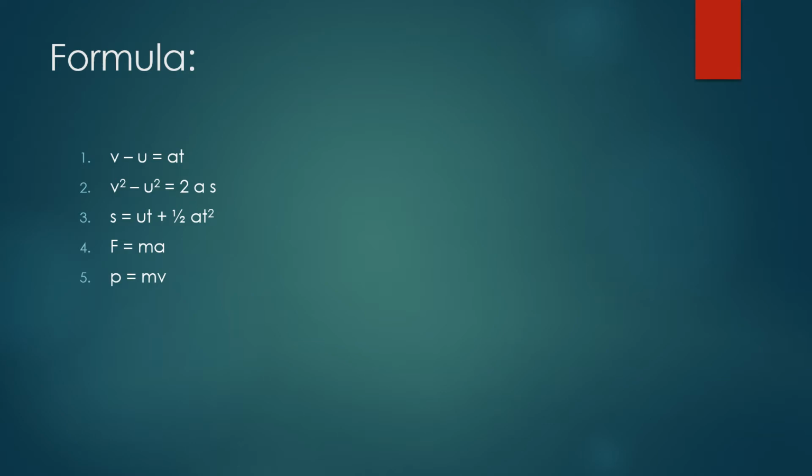That is, small p is momentum, small m is mass, and v is velocity. Then, according to the law of conservation of momentum, we will use this formula: m1 v1 plus m2 v2 is equal to m1 u1 plus m2 u2. So these are the formulas we are going to use for solving the numericals.